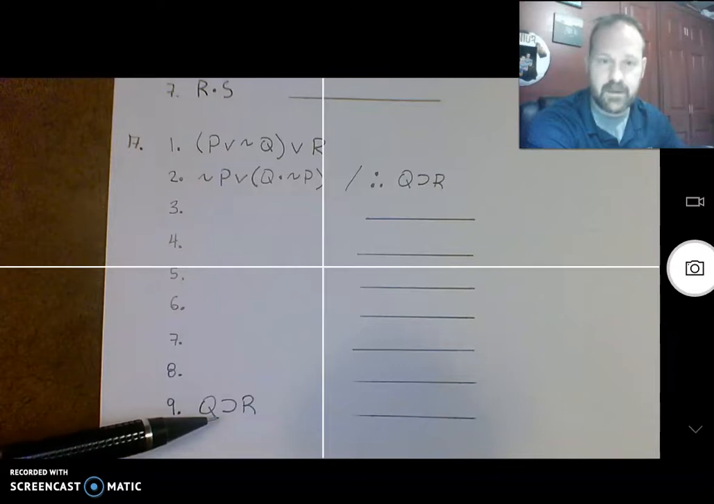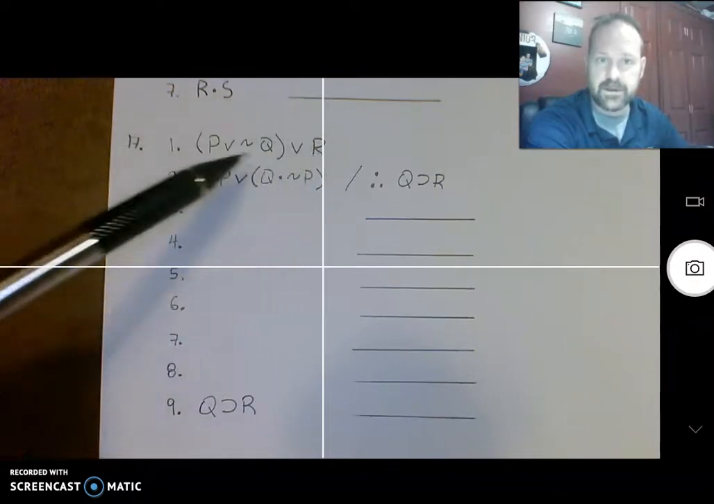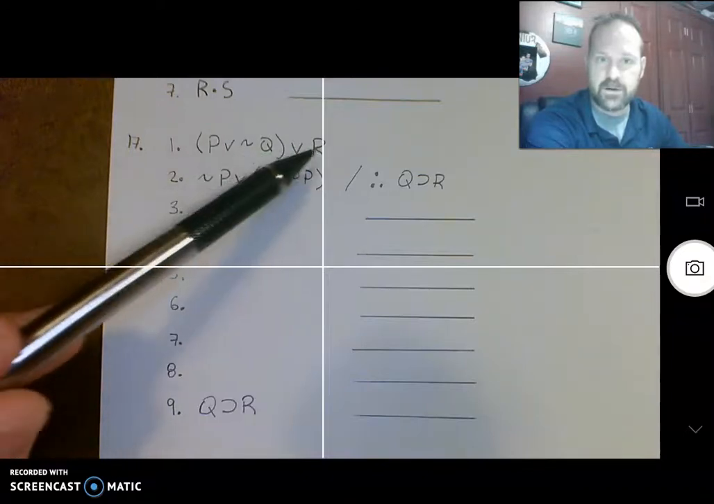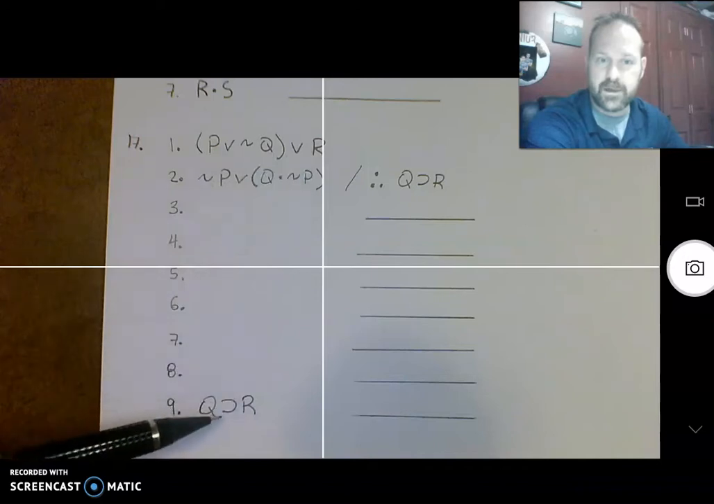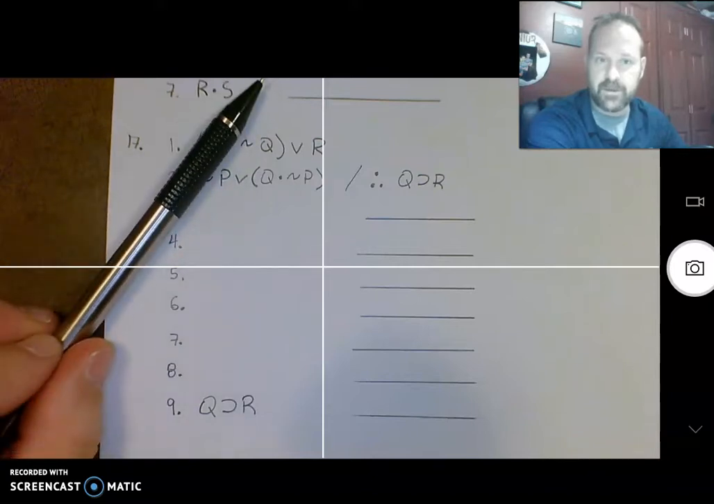Okay, it's going to come from here. Okay, it's going to come from here, and we want Q implies R. Okay, but we want a conditional, if Q then R. But we have, let's block this off for a moment and see that we have Q or R.